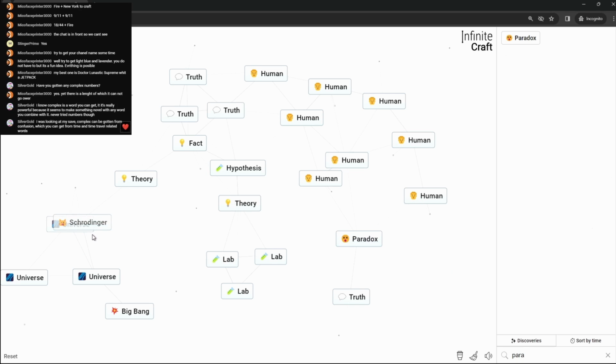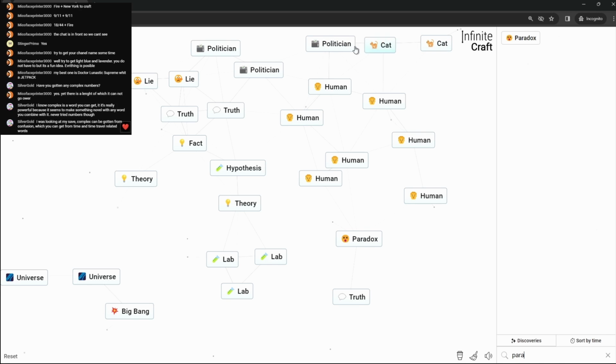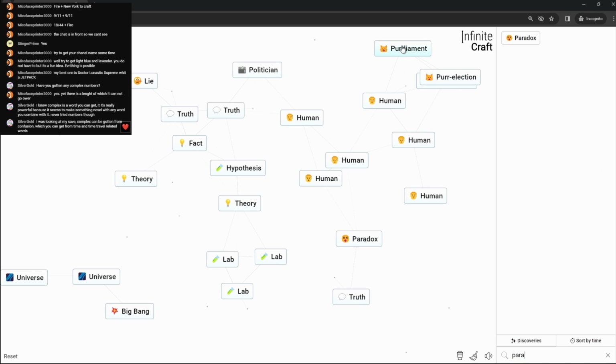Schrodinger. Cat. I'm just gonna keep this in the corner. It's cute. A cat and a... Why is cat plus truth lie? Oh, that's funny. Human plus lie is a politician. I can't. What's cat plus politician? Purr-election? What? Cat plus politics. Purr-lyament. No, I lost cat!